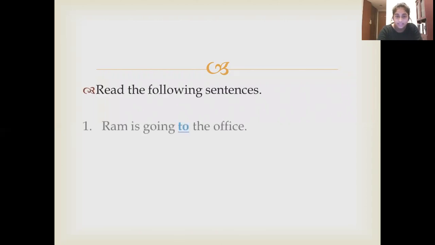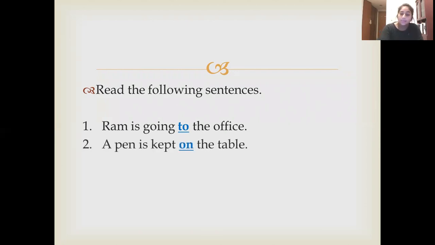Before I tell you exactly what a preposition is, let's read the following sentences. Ram is going to the office. A pen is kept on the table. Diya will reach in 2 hours. Now I want you all to focus on the underlined words, that is to, on, and in. Let's try to figure out what is the use of these words in these sentences.